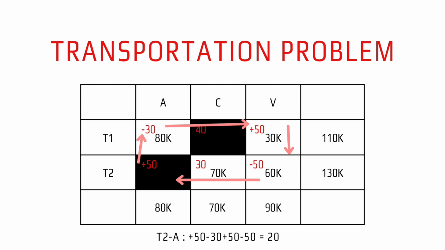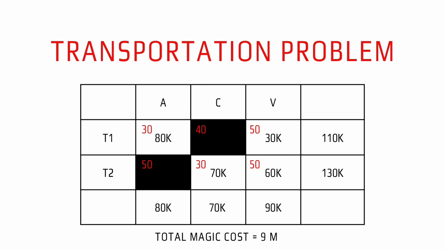Since we evaluated that the unoccupied cells are efficient, we have our optimized transportation matrix. We multiply the unit cost of the transportation assignments and add them all up. Now, we have our total magic cost of 9 million. Let's tell Wizzy this transportation matrix to help him minimize his magic power cost.